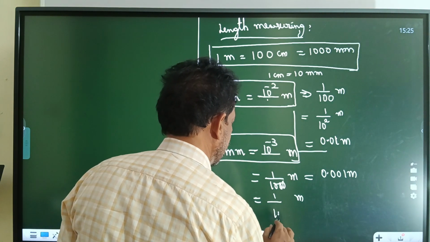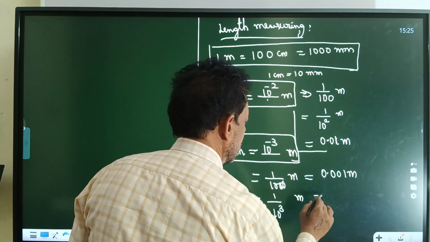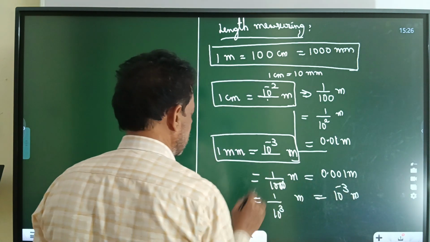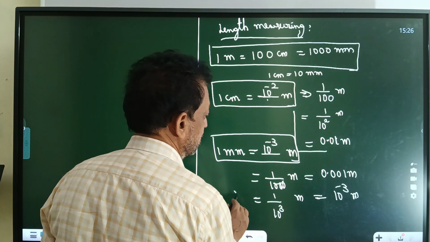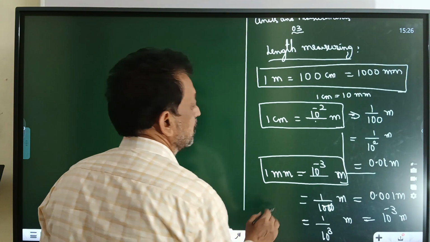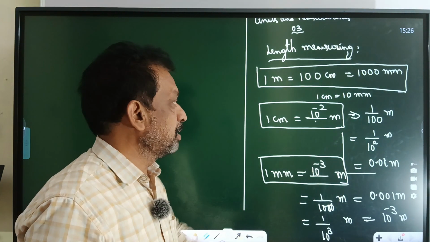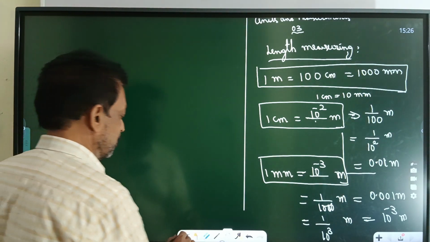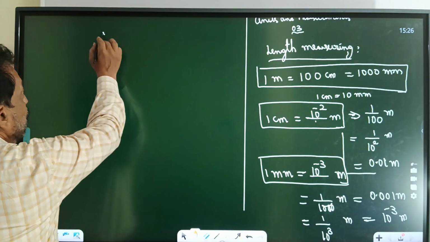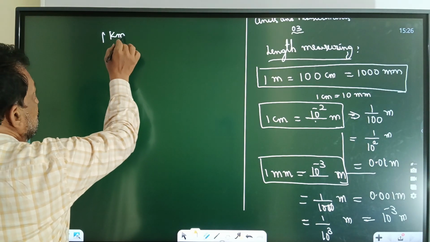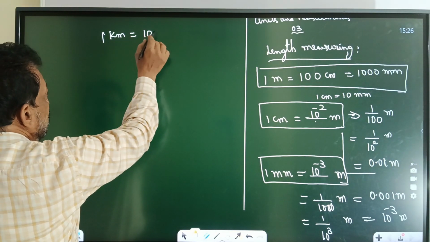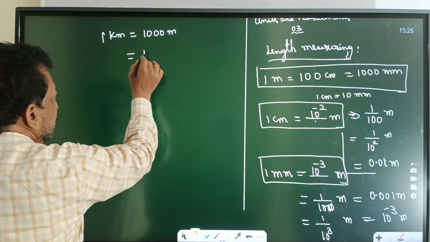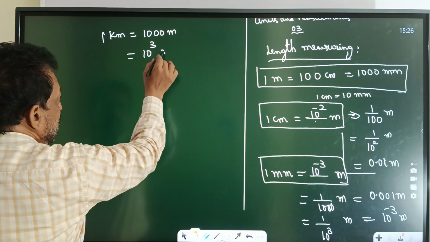So that is equal to 1 by 10 cube, which is written as 10 to the power of minus 3. This is the best for calculation purposes, so exponential form is the best one. 1 millimeter is equal to 10 to the power of minus 3 meter, and 1 centimeter in terms of meter is 10 to the power of minus 2 meter. Next, 1 kilometer is equal to 1000 meter, that is equal to 10 to the power of 3 meter.